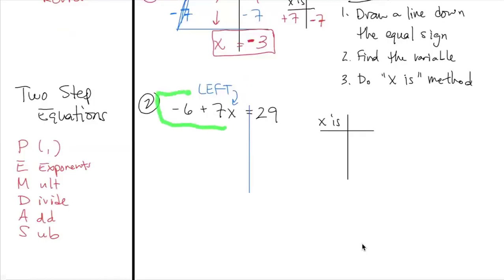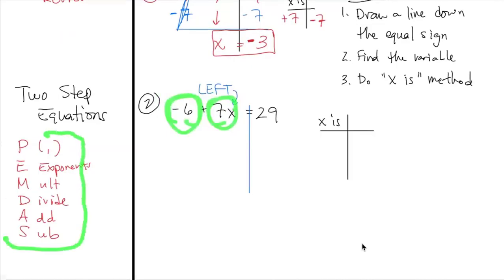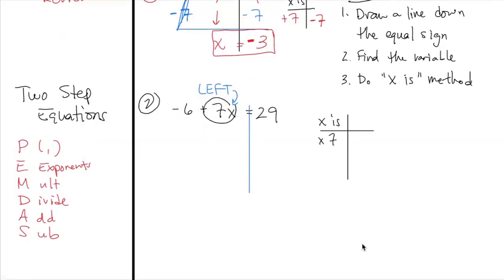So if I look here, I have multiplying and I have subtracting. If I go to my order of operations, which one comes first? Multiplying comes first. So I see here that I multiply by 7. Remember, there's an invisible times right here. And then afterwards, I subtracted 6. Those are the 2 things I did.